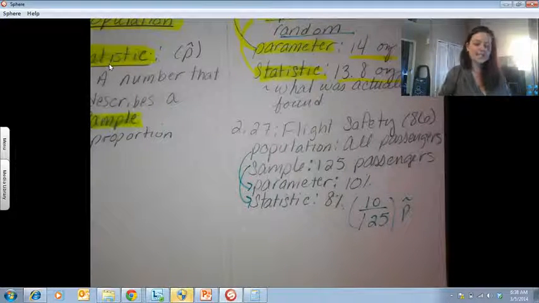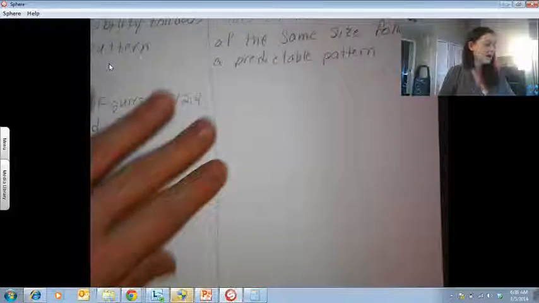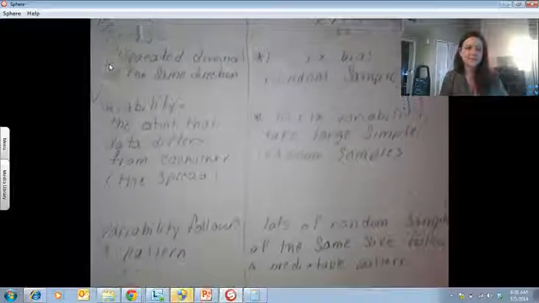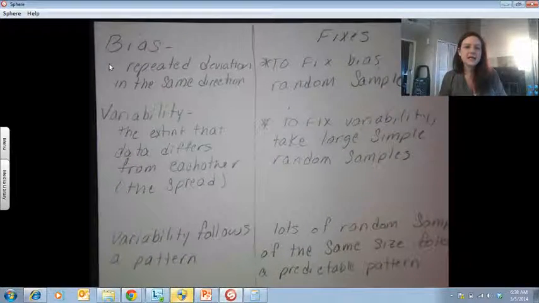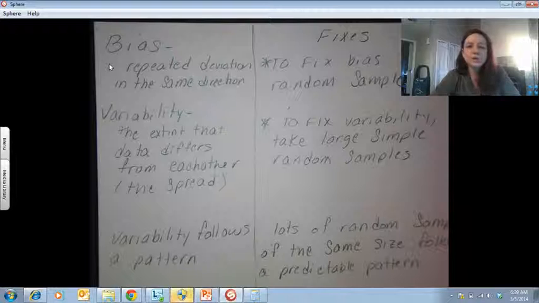All right, the second part of 2.2a that we're going to be looking at is variability and bias, and how do we fix those two things. Okay, so I know we've looked at bias a lot. Just one more quick definition. Bias is repeated deviation in the same direction, the same problem in the same direction each time, like that scale. If it's off, and I get on it every day and it's 3 pounds too heavy, that's bias. It's always wrong in the same direction.